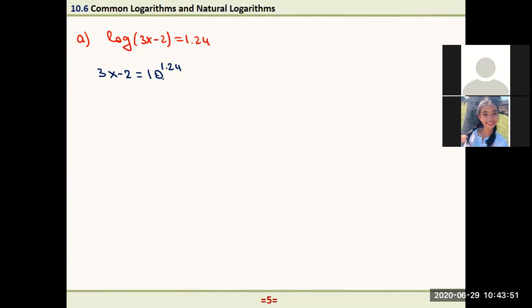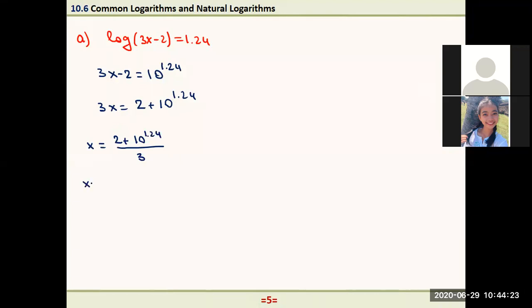So if you just solve this, it's just a number here, right? And here we have a linear equation. So how do we solve this? That's 3x equals, take it to the right-hand side, 2 plus 10 to the power 1.24. And divide both sides by 3, so that x is equal to 2 plus 10 to the power 1.24 over 3. Now I can write my answer here.